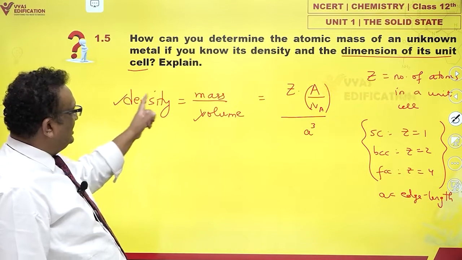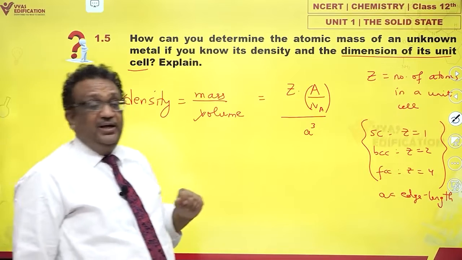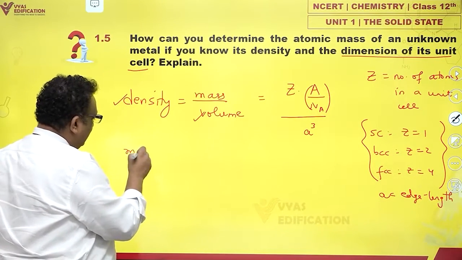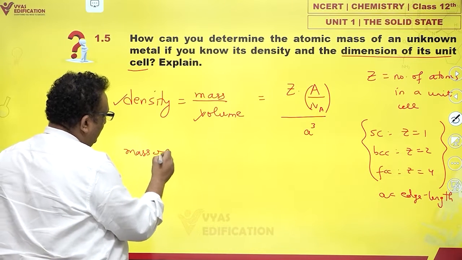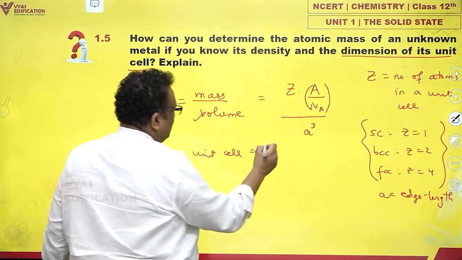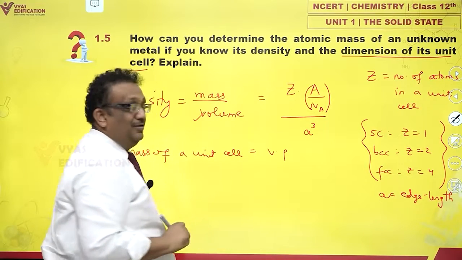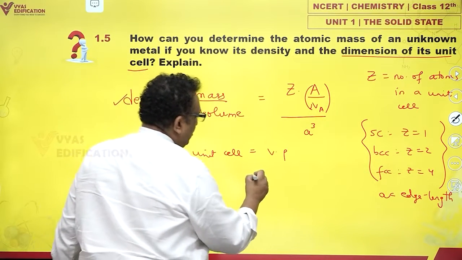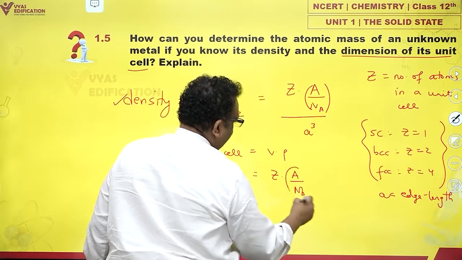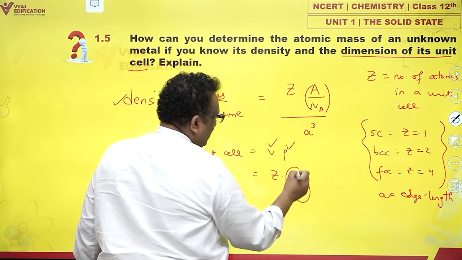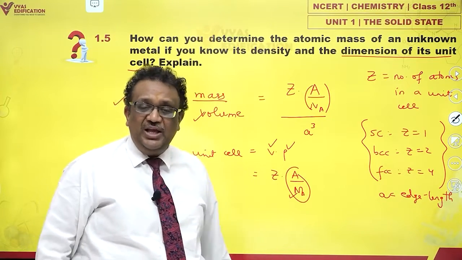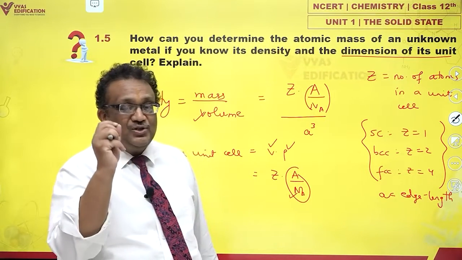So if I am given density and volume, can I not find the mass of a unit cell? So I am getting the mass of a unit cell as its volume into density. And this is also equal to Z into A upon Na. I know this, I know this, I know Avogadro's number. So can I determine atomic mass A? Yes, but there is a small catch.